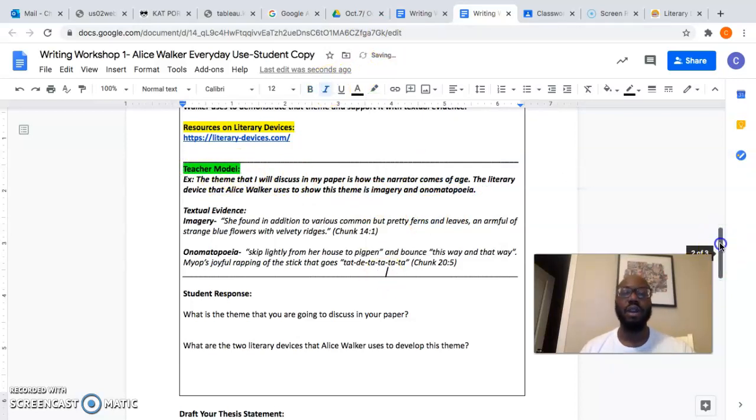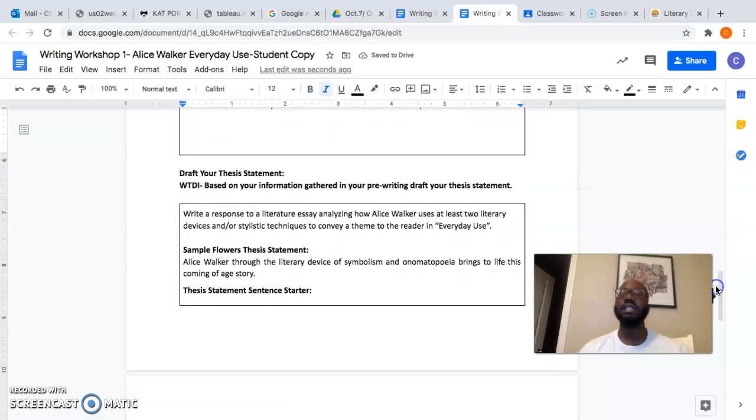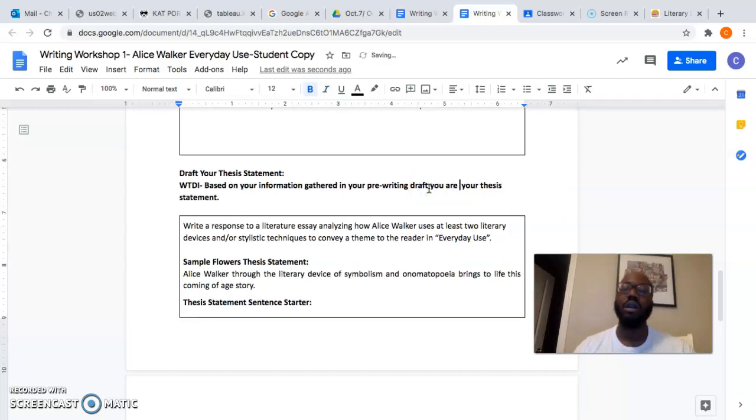All right, let's go to the next part. In the next part you're going to write your thesis statement, based on the information gathered in your pre-writing draft. First, this is a sample thesis statement, and then I give you a thesis statement sentence starter. So this was my sample thesis statement that I wrote for Flowers: Alice Walker, through the literary devices of symbolism and onomatopoeia, brings to life this coming of age story.